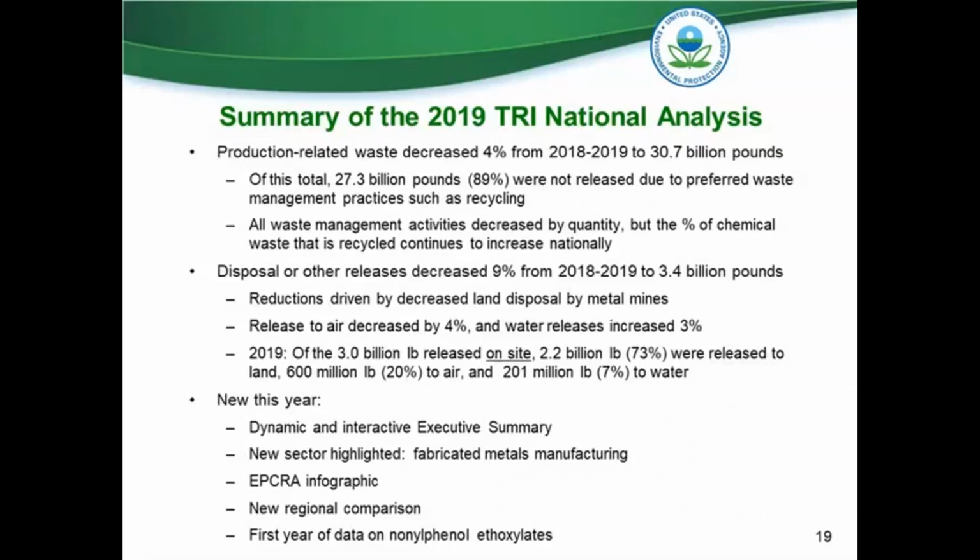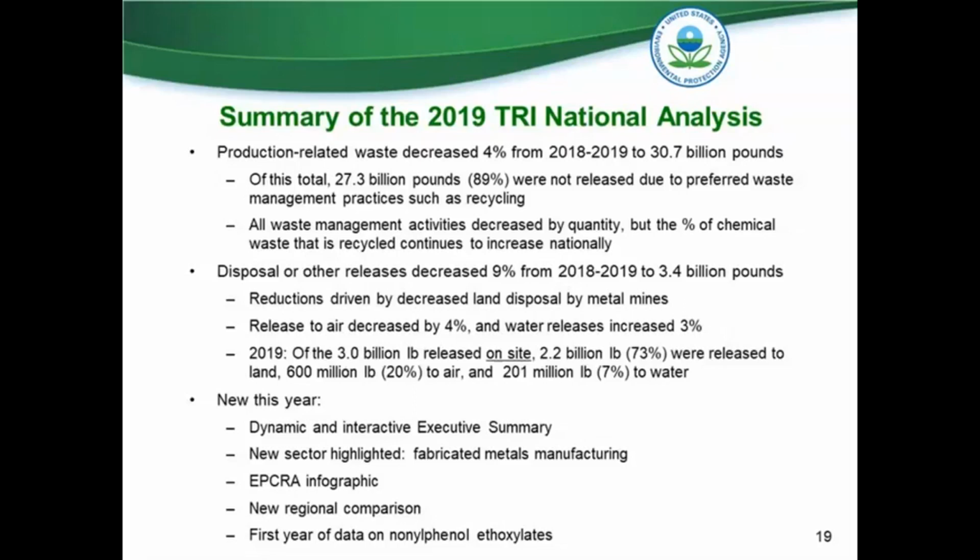So looking at the total quantity of production-related waste managed at TRI facilities in 2019, that total decreased by 4% from the previous year to 30.7 billion pounds across the US. Of this total, 89% was not released to the environment because the facilities employed preferred waste management practices such as recycling and treatment instead. All waste management activities decreased by quantity, but as I mentioned a minute ago, the percent of the chemical waste that was recycled has continued to increase nationally.